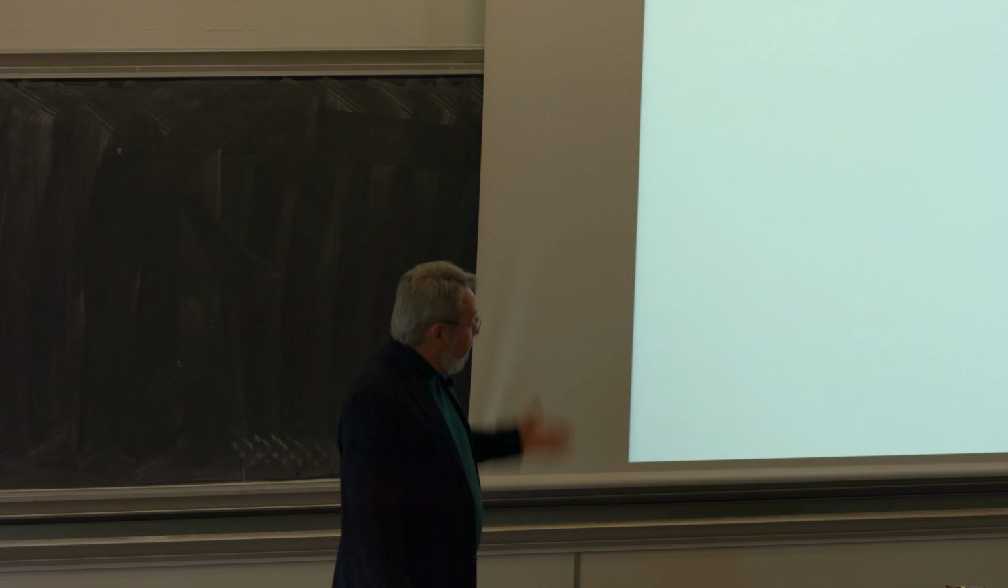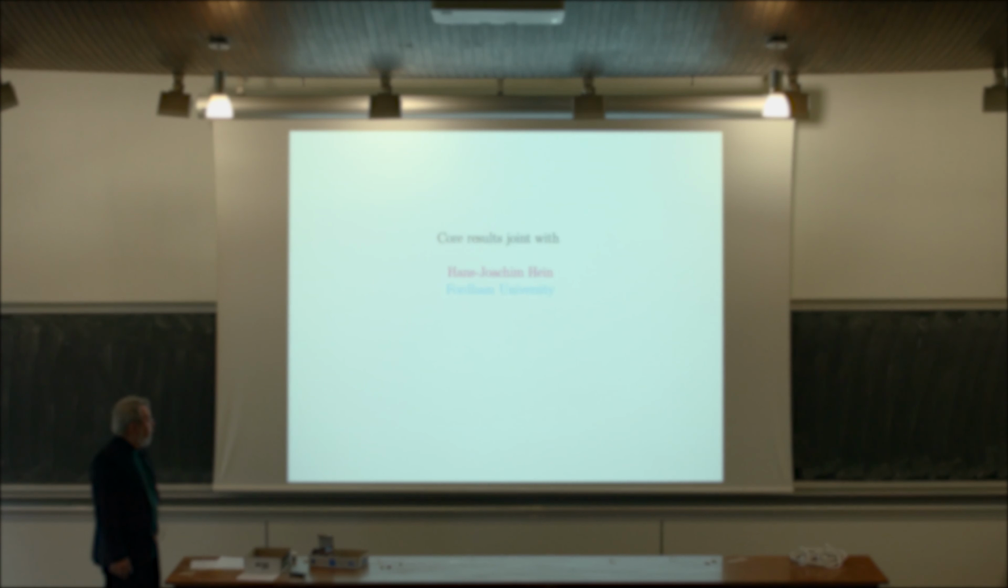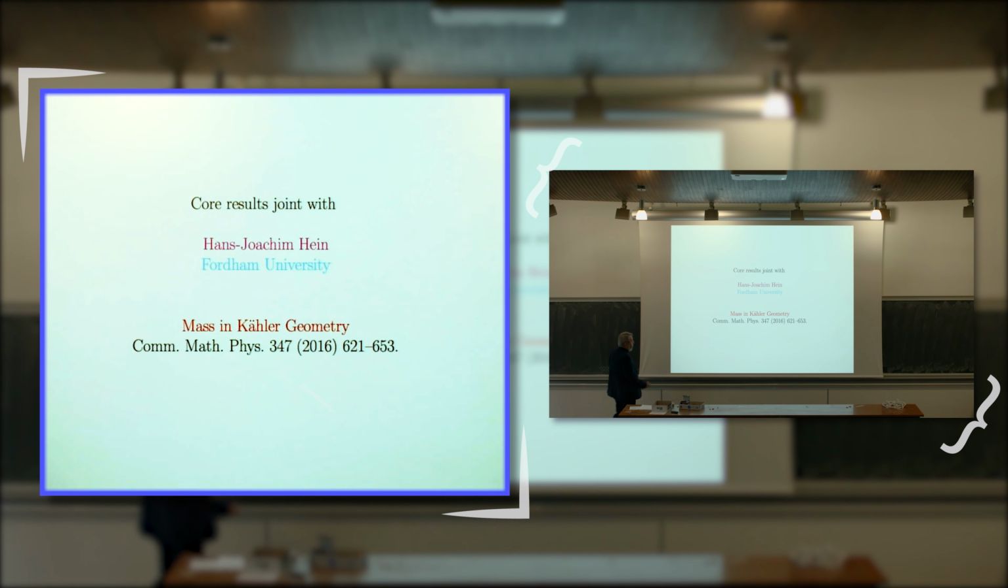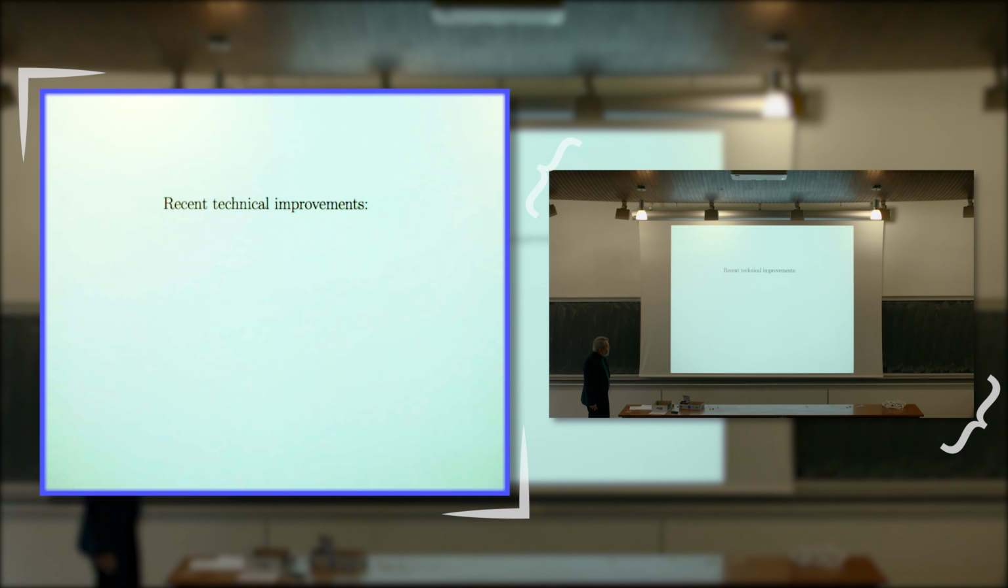Let me begin. Well, I guess I should first say that some of the core results that I'll eventually discuss in this talk are joint with Hajo Hein of Fordham University in New York, and can be found in our joint paper, Mass and Kähler Geometry, which was published in Communications in Mathematical Physics. But I'll also implicitly discuss some recent technical improvements which allow some of the statements of the results to be simplified.